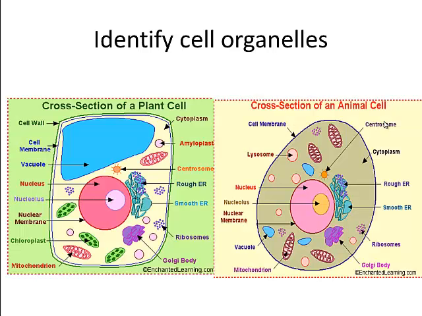So one of the things that you're going to need to be able to do is to identify some of the different cell organelles. So here we have a couple of different pictures of a plant and an animal cell. And you can see some of the major structures. So in the center of the cell you have your nucleus.